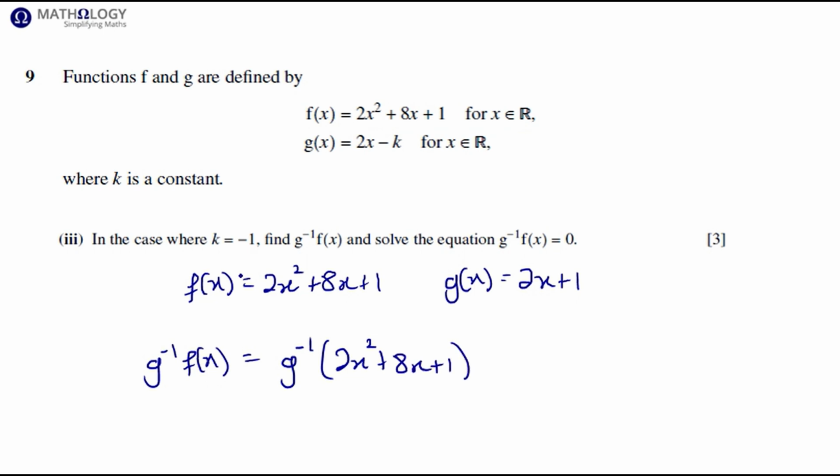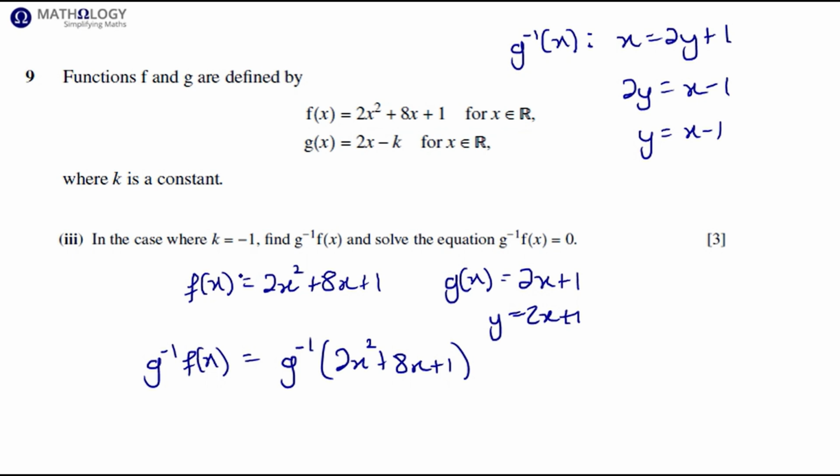So before we can determine this expression, we need to find the inverse function g to the minus 1 of x. So given that g of x equals 2x plus 1, the inverse function will be given as x equals 2y plus 1. So 2y equals x minus 1, y equals x minus 1 over 2. So this is now your inverse function of g.